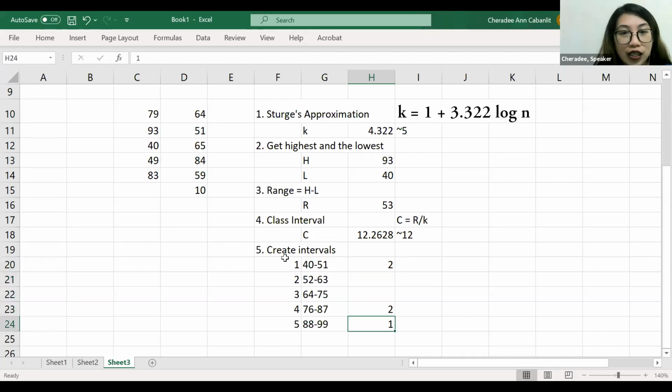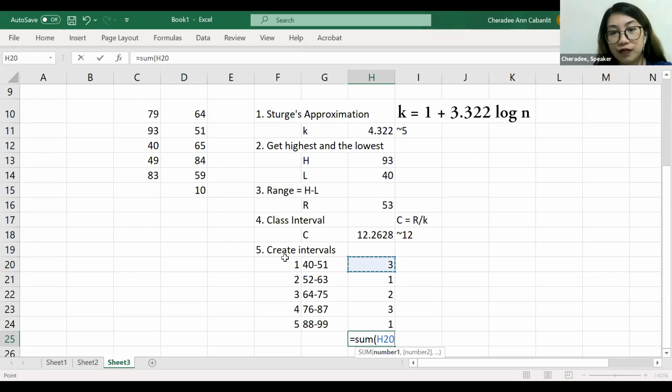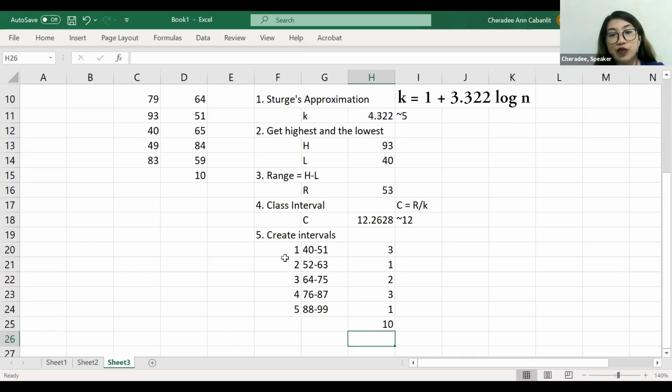Here. And then, 64. Okay, 1 here. 51, here, 3. 65, here 2, 84, here also 3, and 59 here. So, you sum it up, it should be 10. So that's how you make a frequency table.